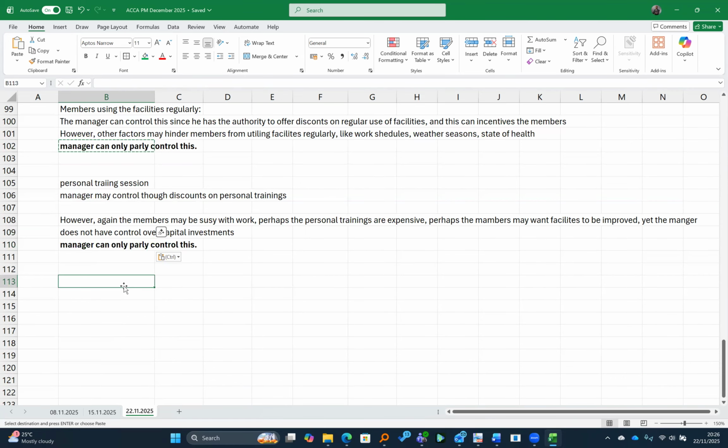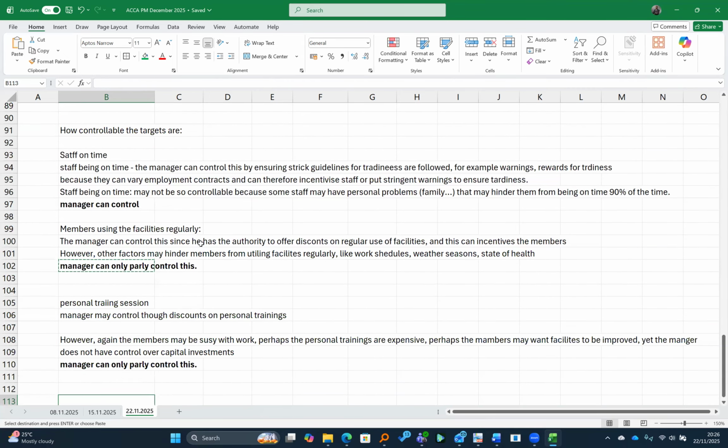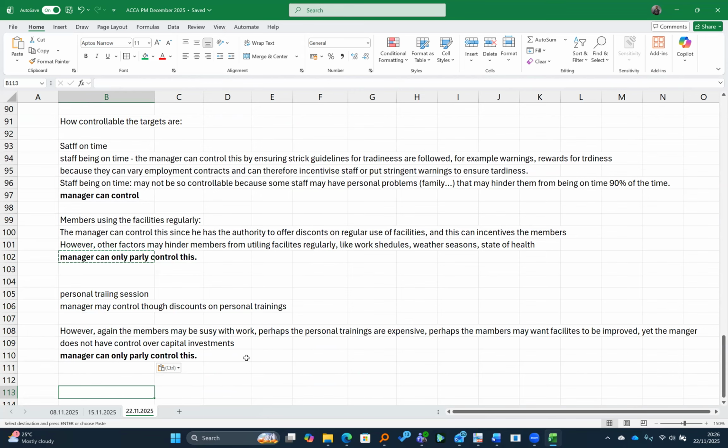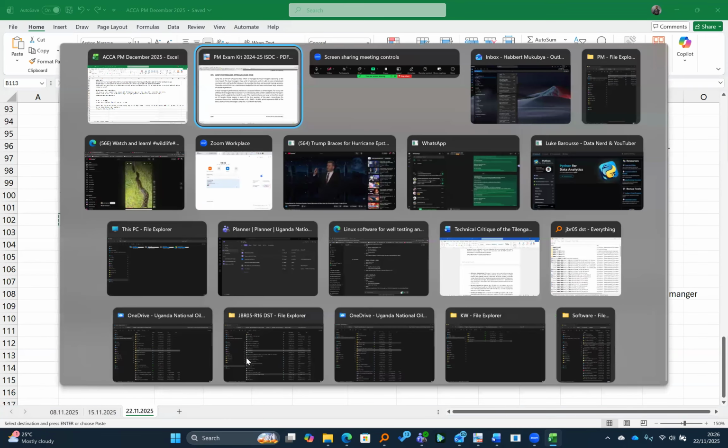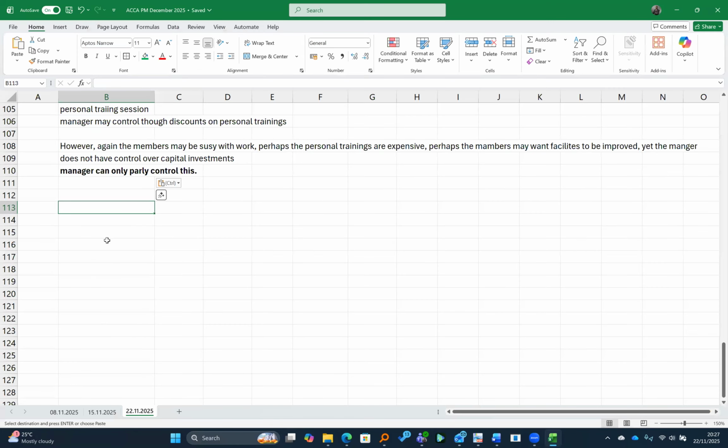So basically, that's what they wanted. So these are the 9 marks. So ideally, they are splitting them 3 marks per section. So that is the second part of the question. And the last question just wants to talk about how a manager with access to accounting and other records can manipulate the situation so as to gain a greater bonus. So here they are trying to say, how can the manager try to beat this system? So manager manipulation.